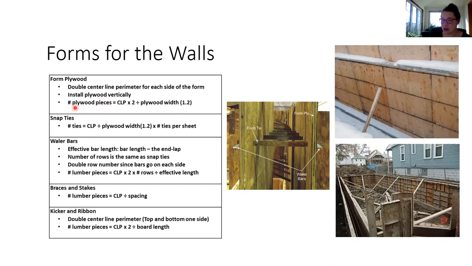So if it's installed vertically, the narrowest width of a sheet of 4x8 plywood is 1.2 meters. So you're going to take your perimeter, you'll double it, and then you divide by the width of your sheet of plywood, which is 1.2. If instead, I'll use my phone as an example, if instead of installing a plywood this way, if we rotate it to this direction, this length on a sheet of plywood would be 2.4 meters. So instead of dividing by the width, we divide by the length of the plywood, so we use less boards. That's if we have a short wall that's less than 1.2 meters tall.